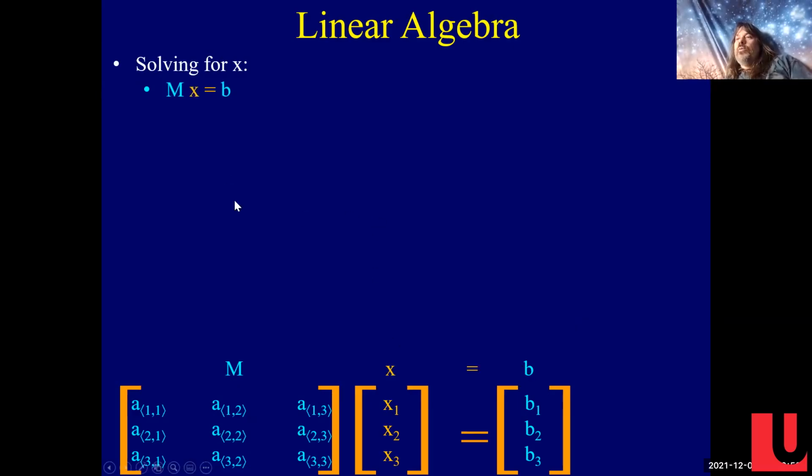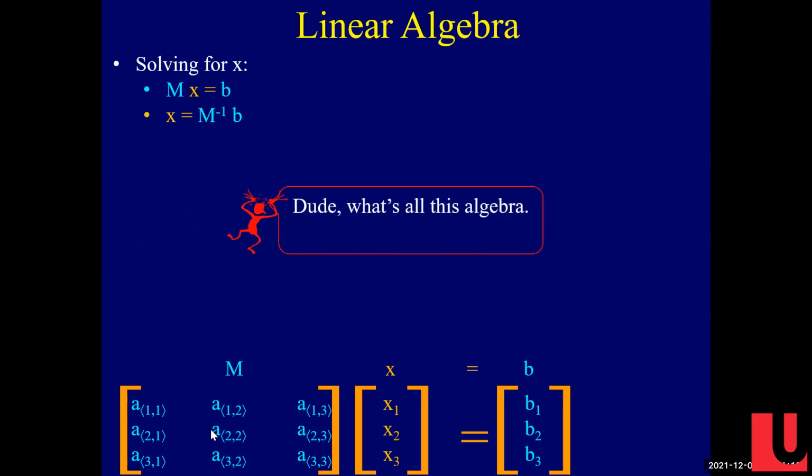And so we can write this equation, M times X equals B. And how do you solve for X? Well, you invert matrix M. There's a way of inverting matrices, right? You good with this? Yes. Okay. All right.